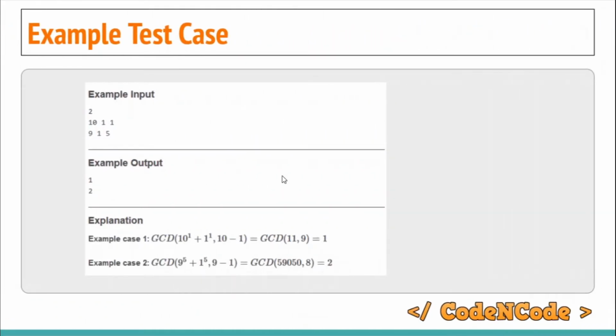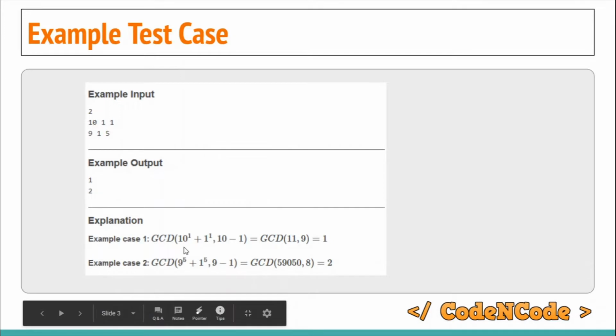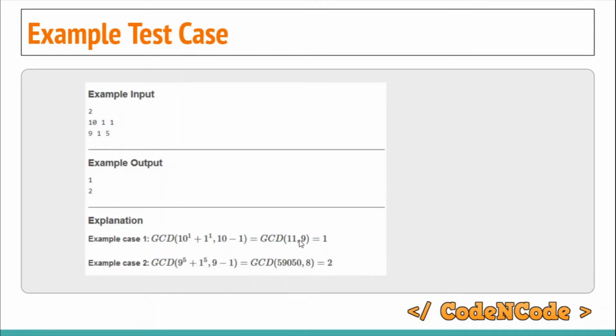If we look at the test cases, there are two test cases. In the first one it is given 10 1 1, that is a and b are 10 and 1 and n is 1. So the first number would become 10 raised to power 1 plus 1 raised to power 1 and the second number would become 10 minus 1. So 11 and 9, the GCD is 1.